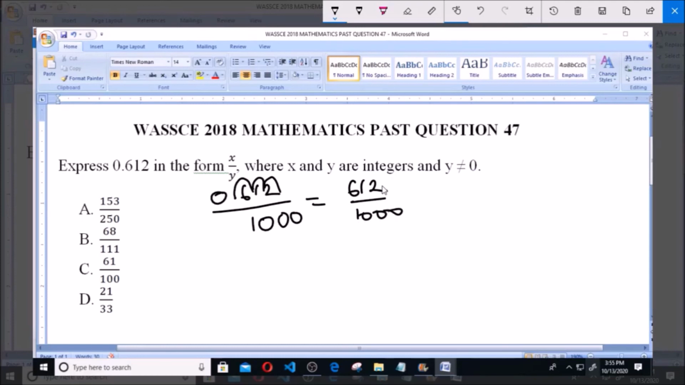The next step is simplification of this fraction, that is bringing it down to its lowest term. There's a number which is a factor of 612 and also a factor of 1000, and that number is 4. 4 goes into 612 to give us 153, and into 1000 to give us 250. So therefore the answer to this question is 153 all over 250, and that is option A.